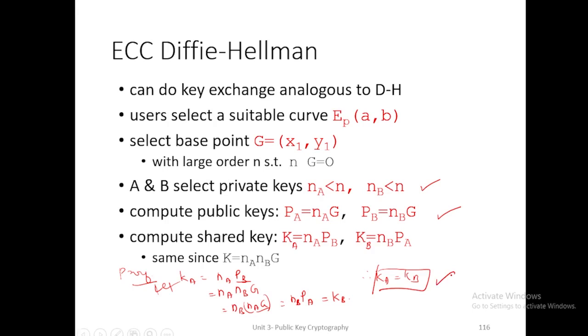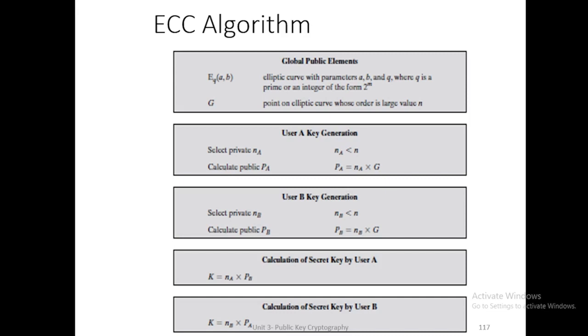So now I know the private key values, public key values, and the random number K. That means the secret key is used for the encryption and decryption process. So this is the step. Eq(a,b), G is the base point value. Either you can denote it G or B. It is the base point of the elliptic curve.